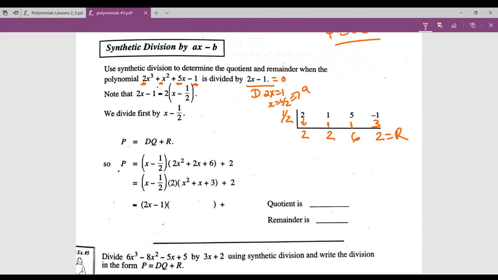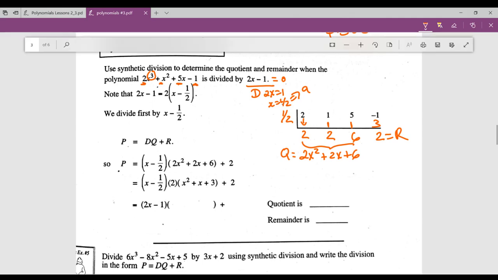My quotient is this. Remember, it was a cubic divided by a linear, so this would be 2x squared plus 2x plus 6. That is my quotient. And here it is. If you write it as dq plus r, this is what you get.